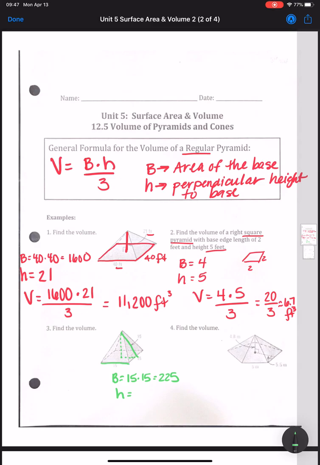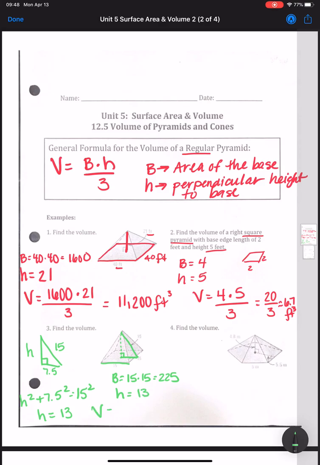So if this whole length was 15, we know this side right here is half of that, so that's 7.5. Let's draw this right triangle out to the side. We said that this was 7.5, and this is 15. That's our slant height, but we need to know the height of the entire triangle. And again, we said that would be a perpendicular height, so that's 90 degrees. So we can use the Pythagorean theorem to solve for the height of the pyramid. So h squared plus 7.5 squared is 15 squared. We solve this for h, and we get h is 13.